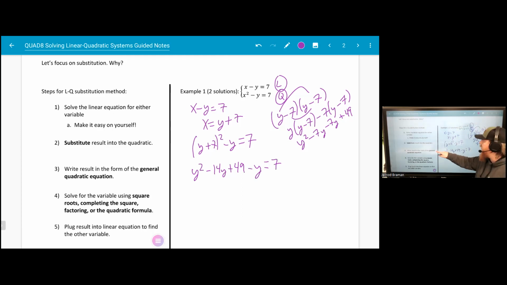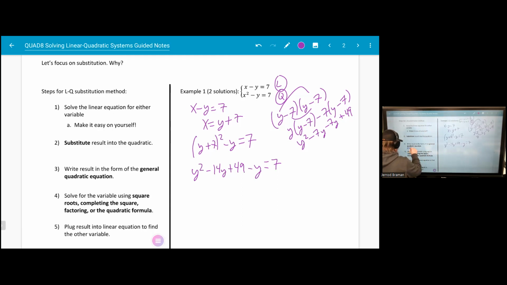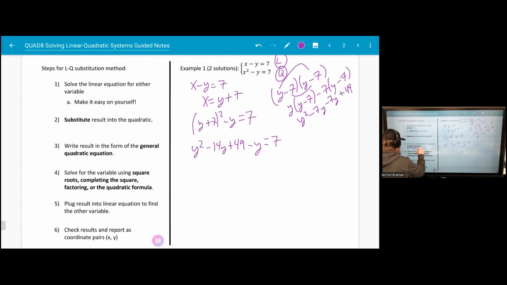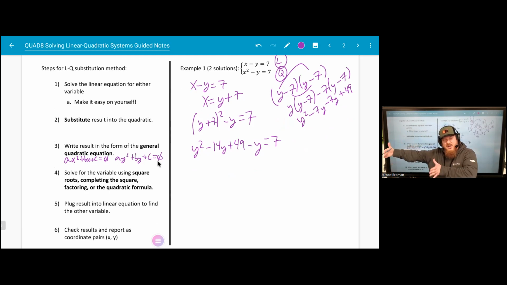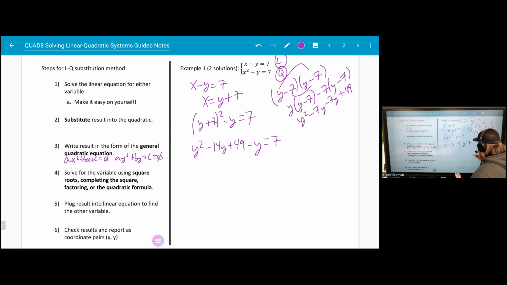Step 3 says write the result in the form of a general quadratic equation. In other words, you want like ax squared plus bx plus c equals 0, or you want a y squared plus by plus c equals 0. In other words, you want everything that's got a value on one side and a 0 on the other side of the equal sign. Well, what I'm going to do here, I'm going to combine my like terms and also subtract 7. So this gives me y squared minus minus 15y.